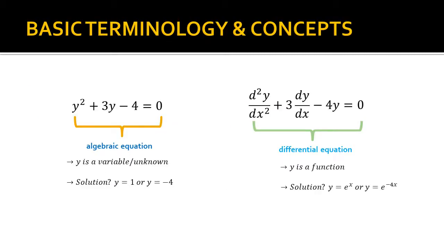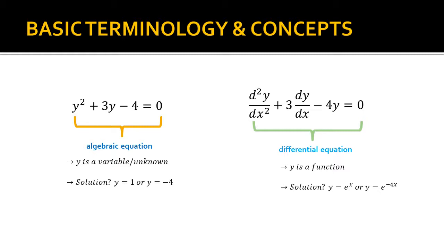Basic terminology and concepts. The first equation is an example of an algebraic equation. It contains y as a variable that represents an unknown number. What are the solutions for this equation? Yes, the solutions are y equals 1 or y equals -4.